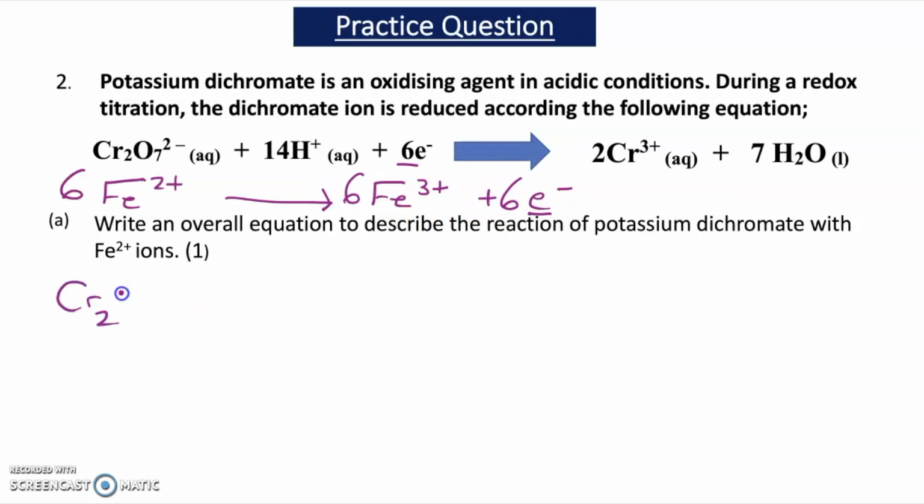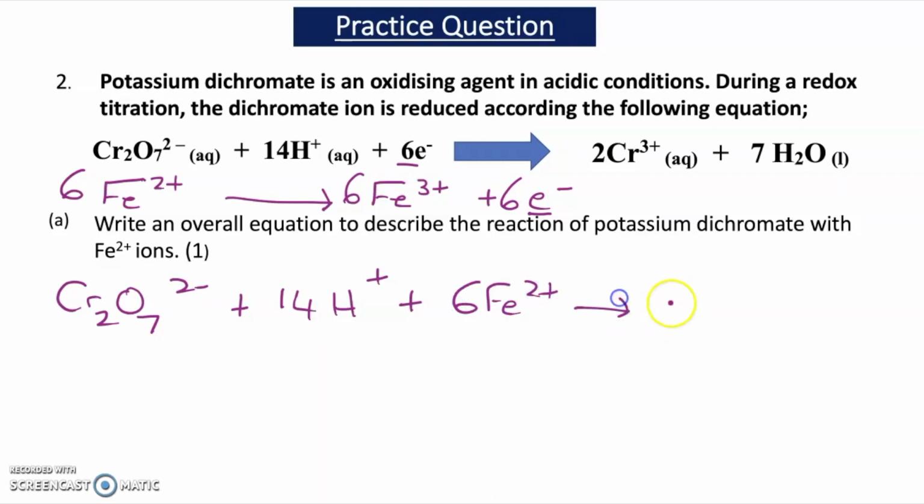And then when we add these two half equations together, we get the following overall equation. It would be Cr2O72- plus 14H+ plus 6 Fe2+ goes to 2Cr3+ plus 7H2O plus 6 Fe3+. And if you had this whole equation correct, this overall equation, you get 1 mark.